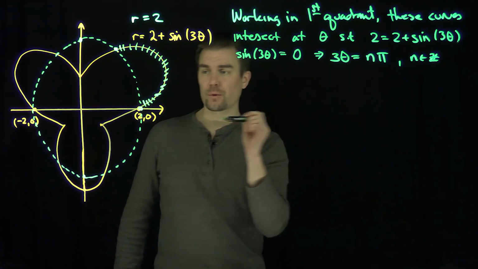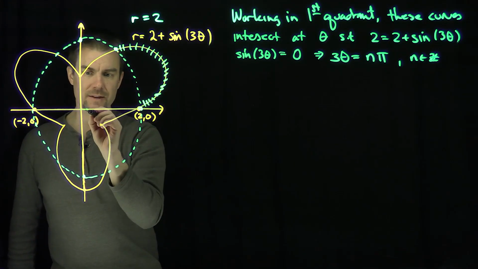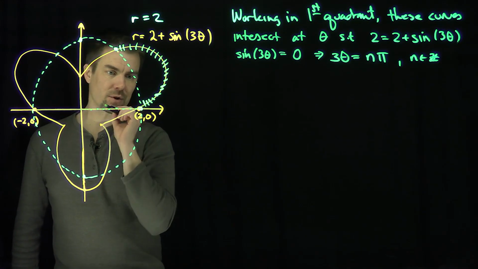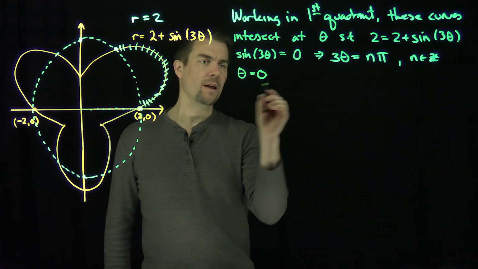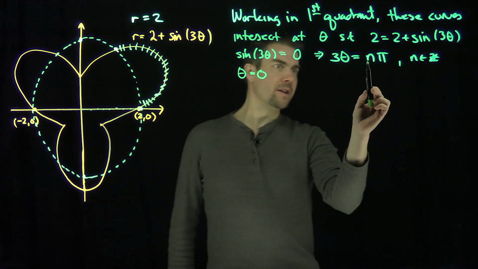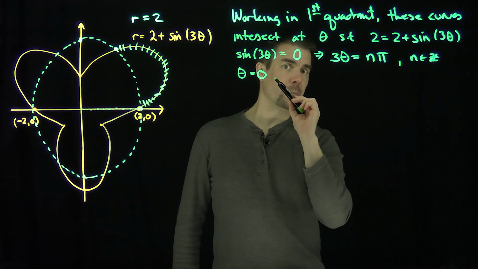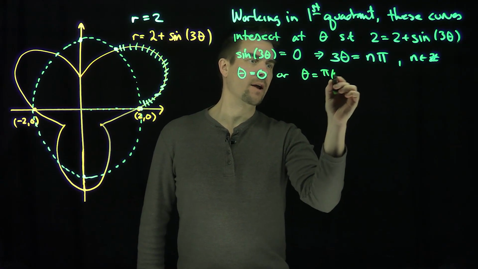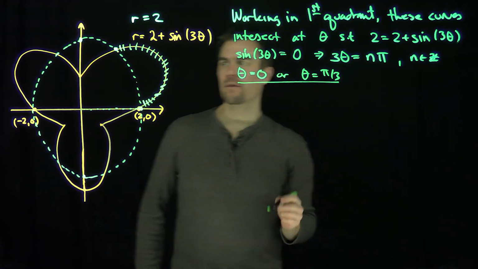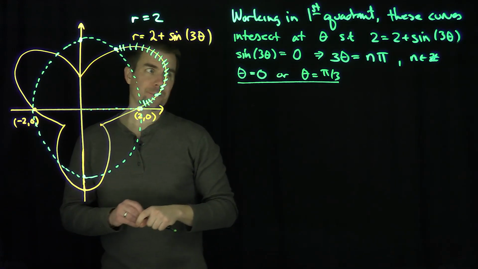Well, clearly, if n is equal to 0, theta equals 0 works. That's clearly a point where that propeller and that circle intersect. So theta equals 0 is one solution. And the next angle that will work, if I plug in n equals 1, I'll have 3 theta equal to pi, which will imply that theta is pi over 3. So between 0 and pi over 3 are the 2 points of intersection.